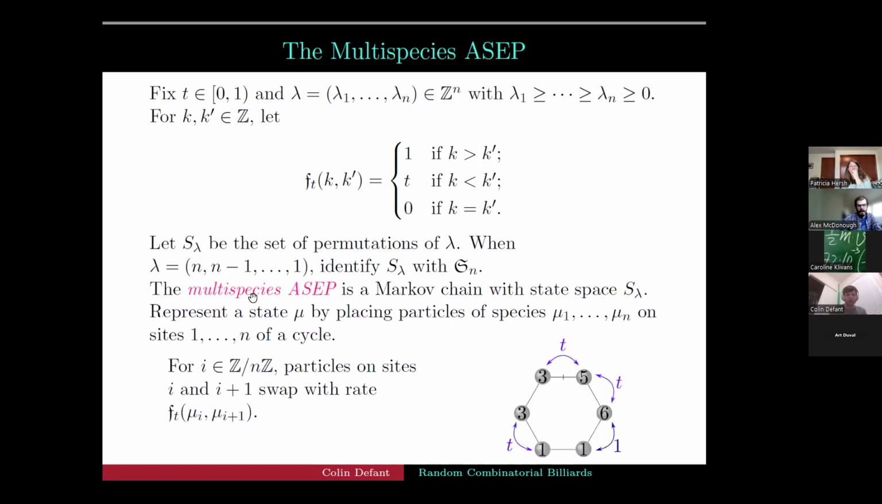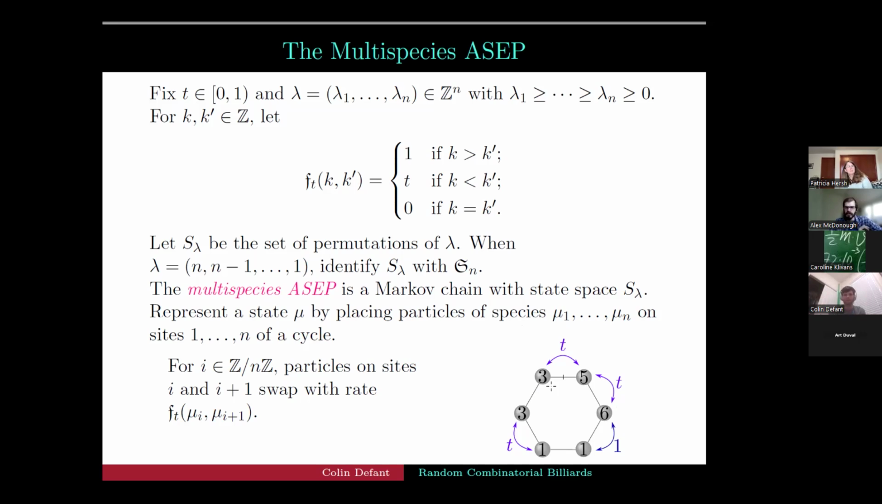Okay, so what is the multi-species ASEP? Well, it's a continuous time Markov chain where the state space is S lambda. So a state is just some tuple that I get by rearranging parts of lambda. And so let's say I have this tuple mu, mu1 through mu n. I can represent this tuple by placing particles of species mu1 through mu n along a cycle. So the species is just like the type of particle, basically. So here I have these particles of species 5, 6, 1, 1, 3, and 3. And so this is representing the tuple 5, 6, 1, 1, 3, 3.